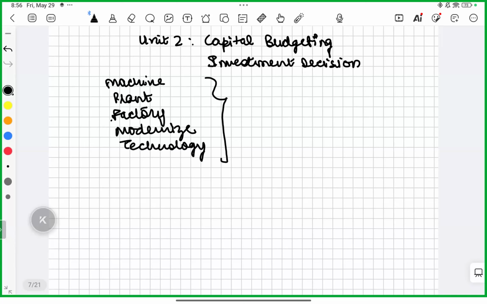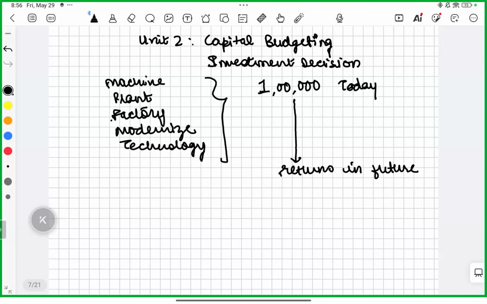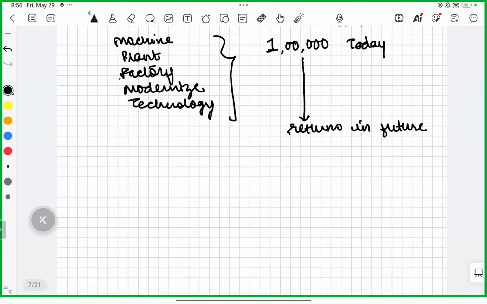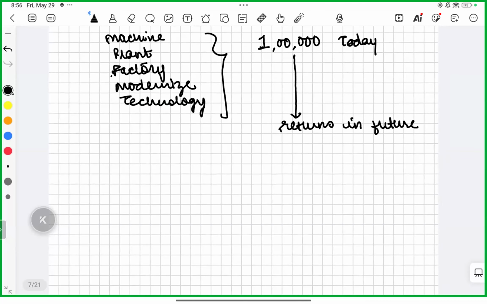You commit your funds today. Let us say you invest 1 lakh rupees today, just for an example. You commit your current resources today. You forego your consumption of 1 lakh rupees today and get returns in future. Okay, so investment is always done to get some returns in future.